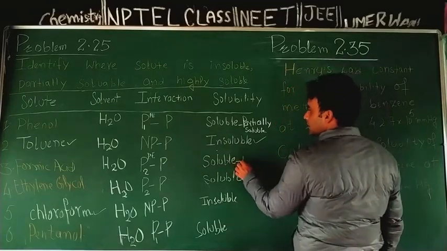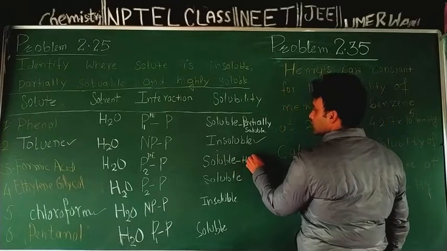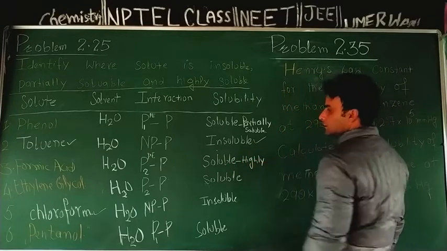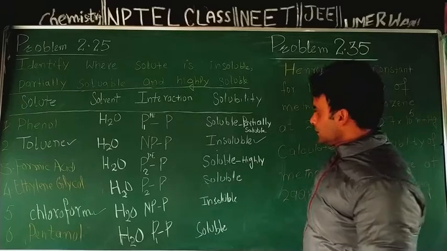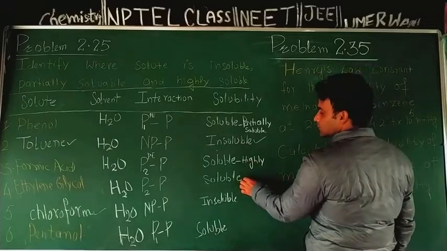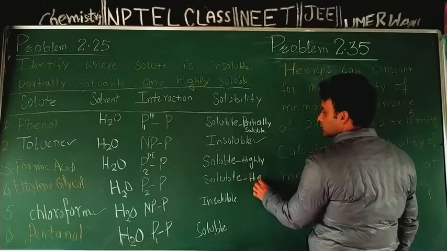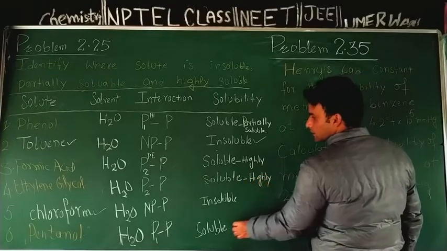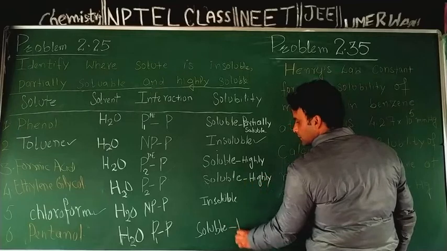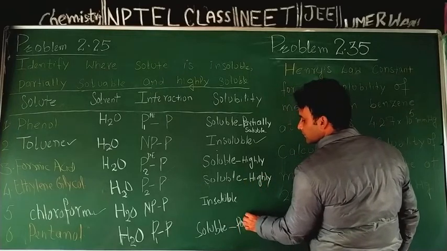Formic acid will be highly soluble. Ethylene glycol has 2 OH groups, more polar than pentanol, so it is highly soluble. Pentanol will be partially soluble.